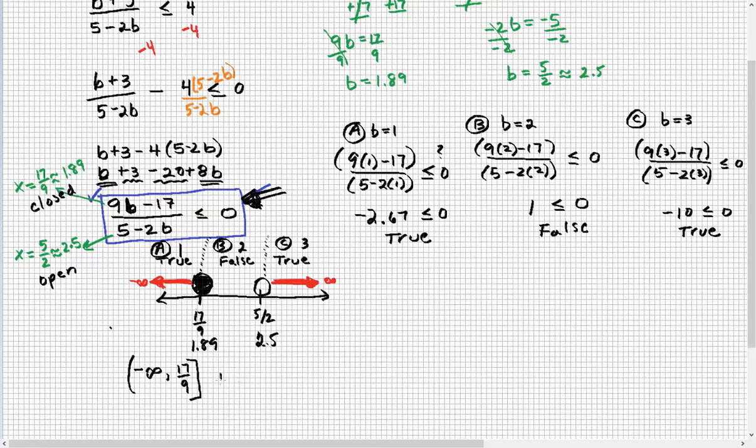Okay? And we have another one. This red line over here starts at 5 over 2, and it goes towards positive infinity. This is an open circle, so parenthesis. Infinity always gets a parenthesis. So then, this would be the answer.